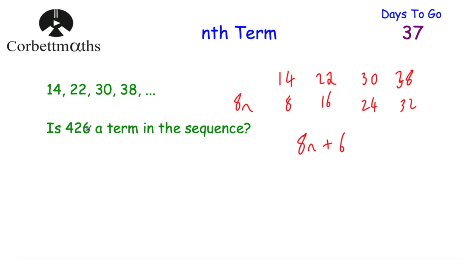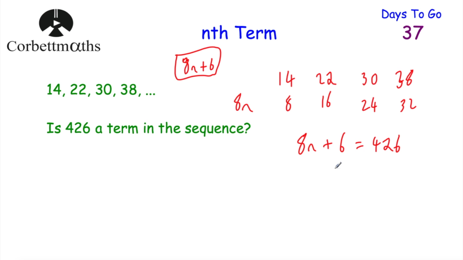Now, is 426 a term in that sequence? Well, if we put this equal to 426, so the nth term is 8n plus 6, if we then put that equal to 426, and we can solve this and get n as a particular number, just like the last questions, we'll know which term in the sequence would be equal to 426. But whenever you solve this equation, if you get a decimal number for n, that means that it's not a term in the sequence, because if it's a term in the sequence, n has to be a whole number. So if it's decimal, it's not in the sequence. If it's a whole number, it is.